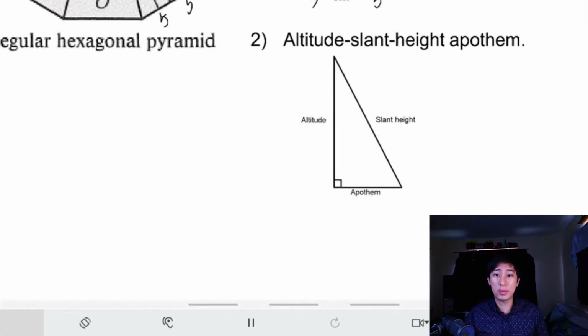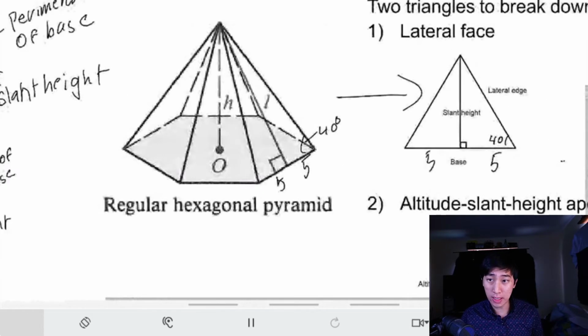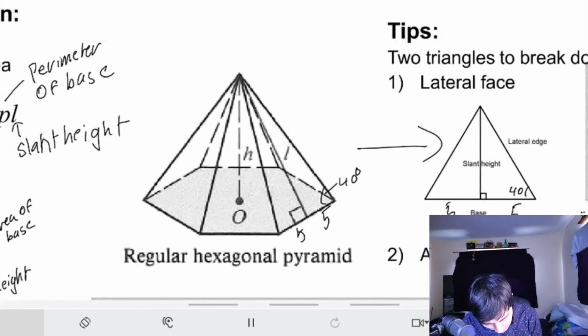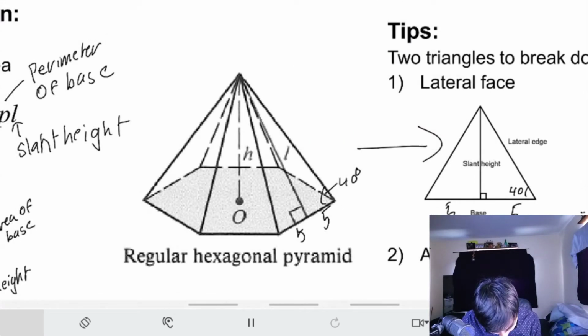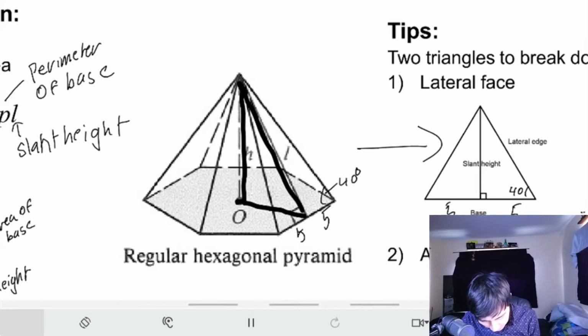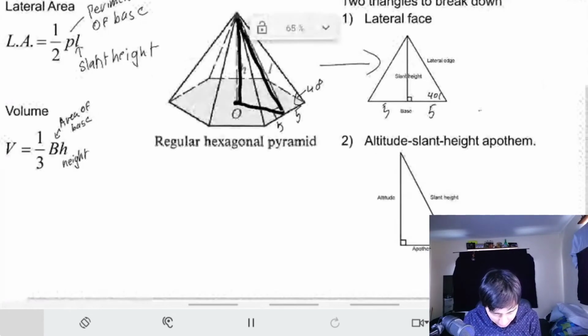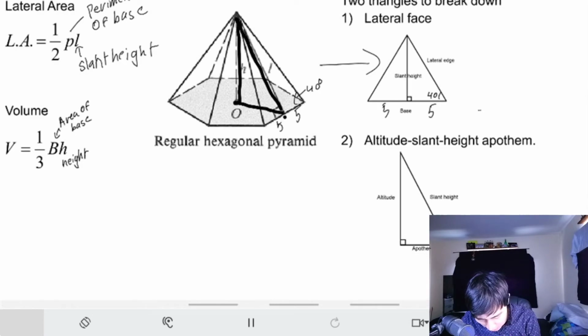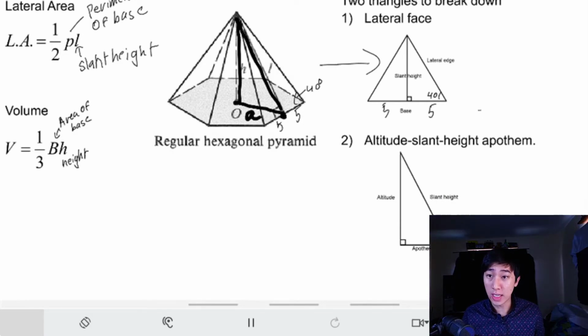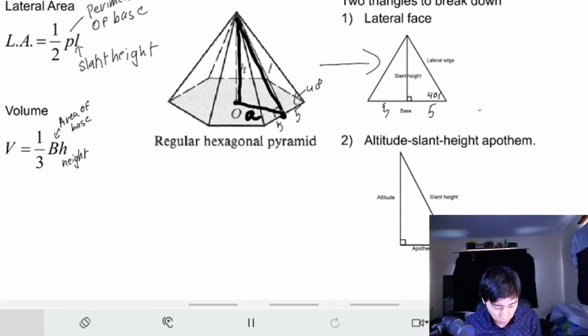Next, the second thing that you're probably going to want to break down is your altitude, slant height, apothem triangle. This one's a little bit harder to see, so I'm going to zoom in a little bit and make my pen a little bit bigger. So from here, that's this triangle here, this nice right triangle. The three parts we have are: this is my apothem, from O to this part over here. That's your apothem. Next, we have my altitude, that's my height, and then finally my slant height. So sometimes you might need to break down your lateral face in order to get your slant height and use that in order to find your altitude. Again, you can use the Pythagorean theorem.